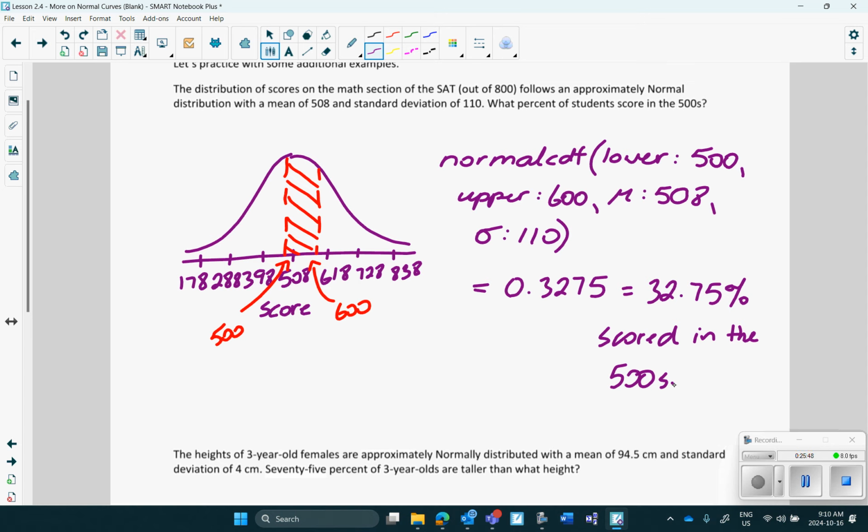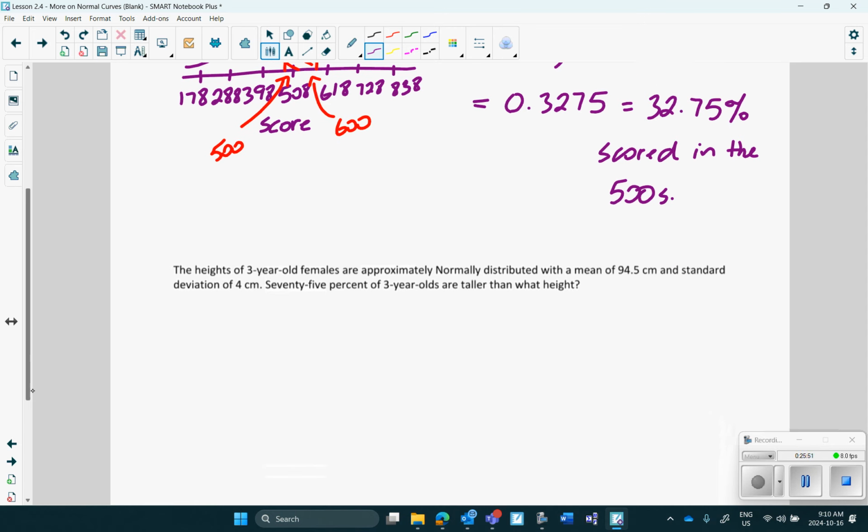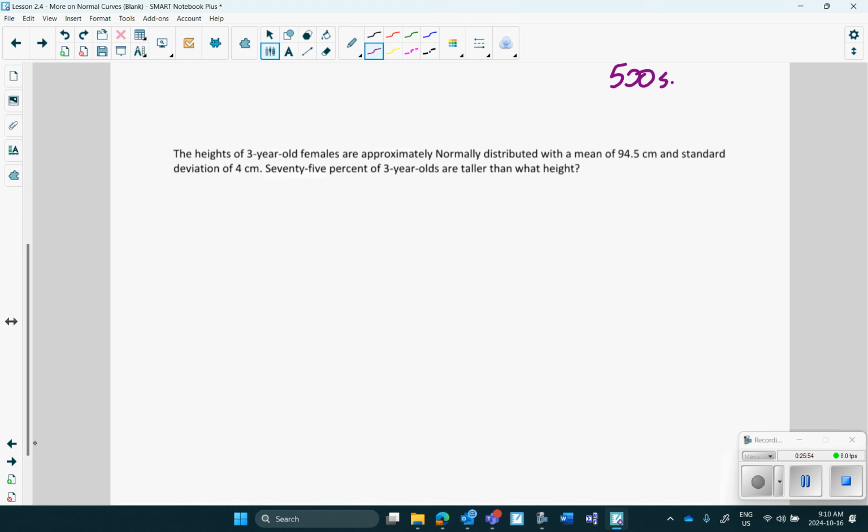Okay, let's look at the second one. Last example. So right away, how do you know it's one of these type of questions? First of all, look for the word normal or normally. When I see that word, that tells me I need this. So right away, I can start that before I even read the question. So we've got the heights, 3-year-old females. They're approximately normally distributed with a mean of 94.5, which is my middle number, middle notch, and a standard deviation of 4. So I can get my other 6 notches.